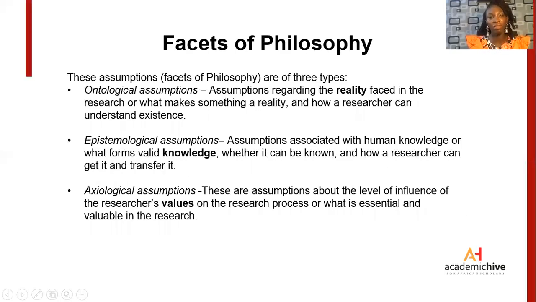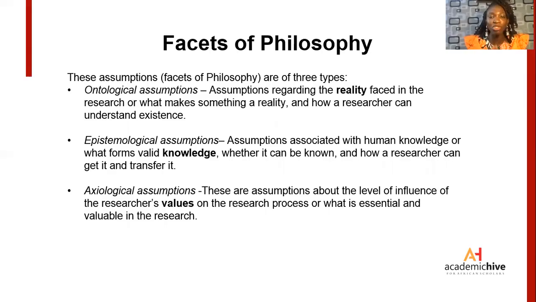What are the facets of the philosophy? So the research philosophy comprises three aspects: ontological assumptions, epistemological assumptions, and axiological assumptions. The ontological assumption is concerned with reality. That is, to you as a researcher, what is real to you? For your research, what is that thing that is reality to you? Or what makes something reality in your research? How can you understand existence?